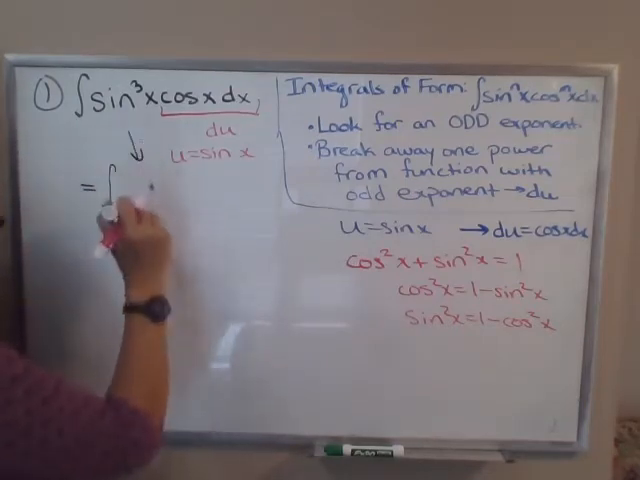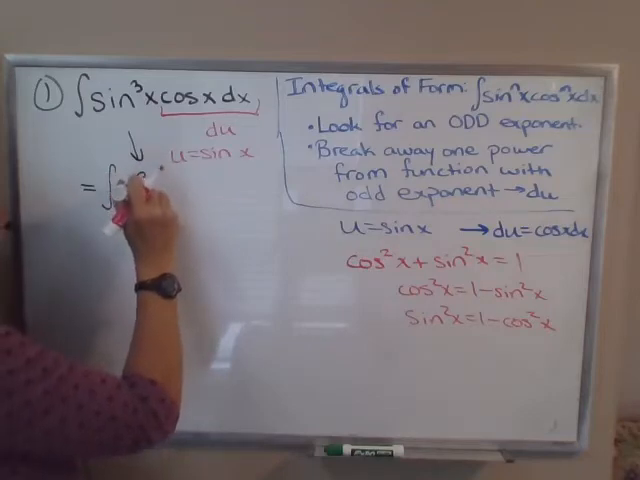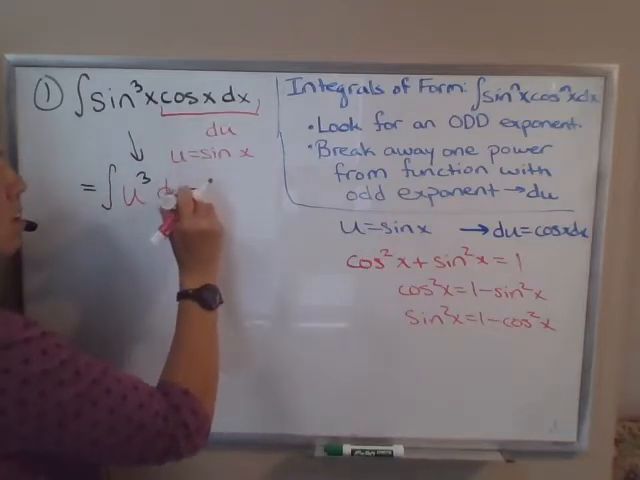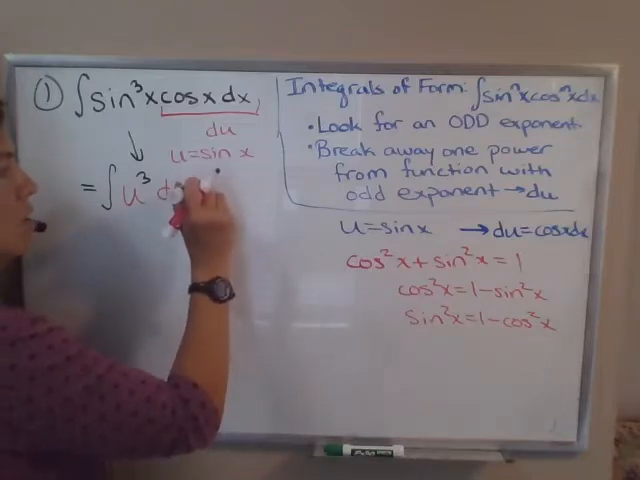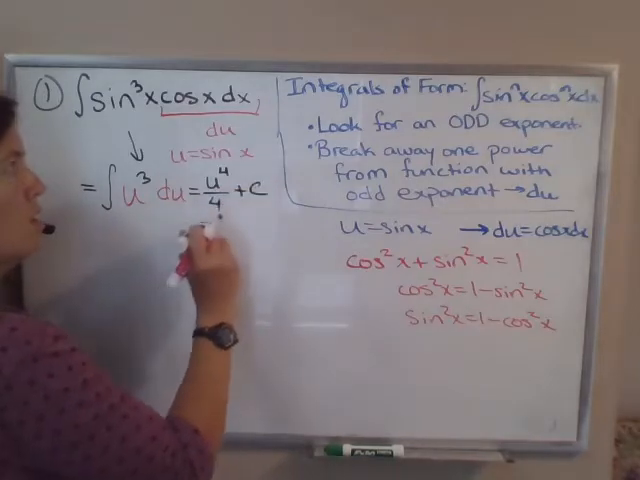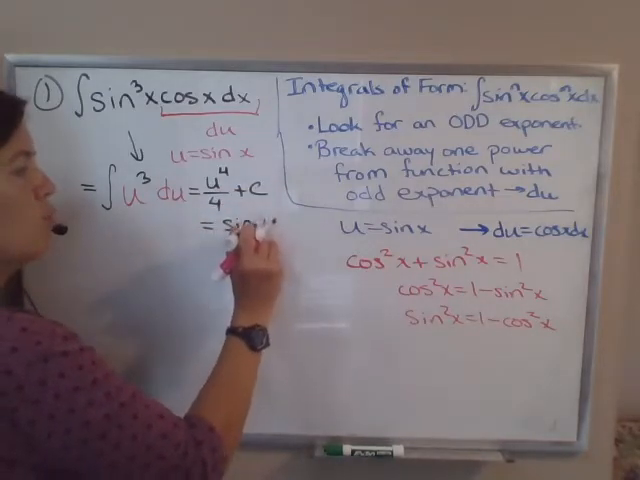So then the sine cubed would become u cubed. The cosine x dx becomes du. And our antiderivative is just power rule, u to the fourth over 4. So that's sine of x to the fourth over 4.